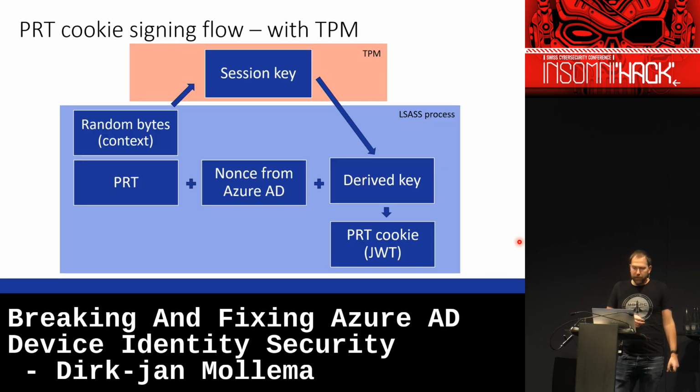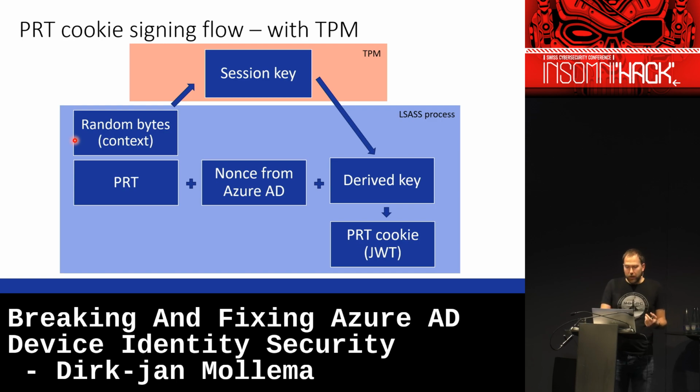Now, if there is a TPM involved, then the flow looks slightly more complicated. Because the session key is not in the operating system but in the TPM, and only the TPM can perform crypto operations with it, the operating system will generate these random bytes. Then it will ask the TPM to do the key derivation. The operating system gets this derived key, which it can combine with the primary refresh token and the nonce to create this PRT cookie. Now, there's a bit of an issue with this. If you look carefully, you see that the only thing that goes to the TPM is these random bytes, the cryptographic context.